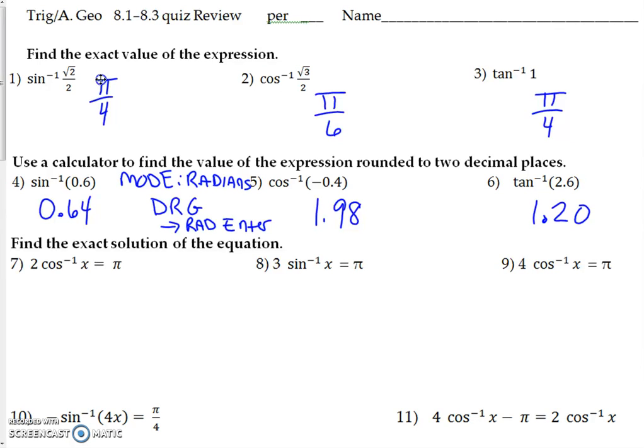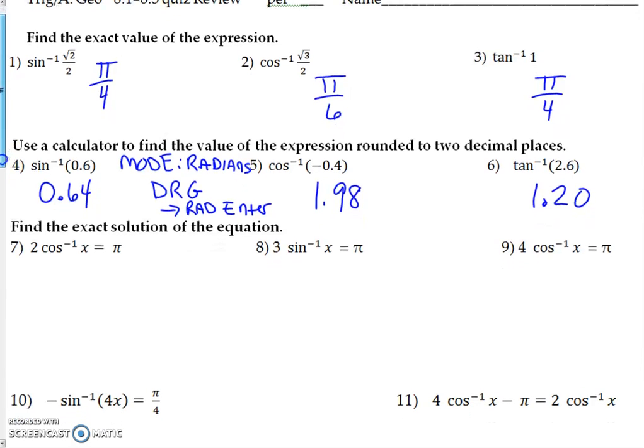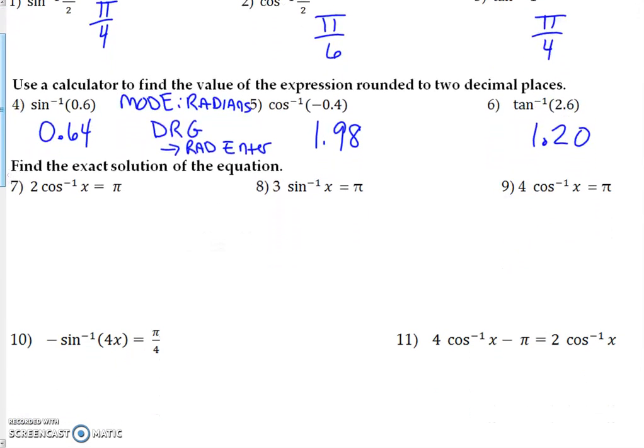All right, starting with number 7, you have to do a little bit of work on these, and then you're just going to look them up in the table. This is the linear section, so A2. Isolate the inverse cosine. Because it's an inverse, that means that's what you're going to look up on your table. So this is section A2. Look up inverse cosine of pi over 2. The answer should be 0.